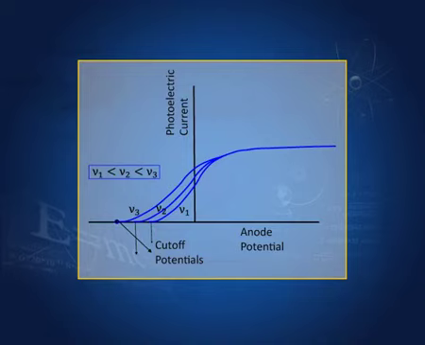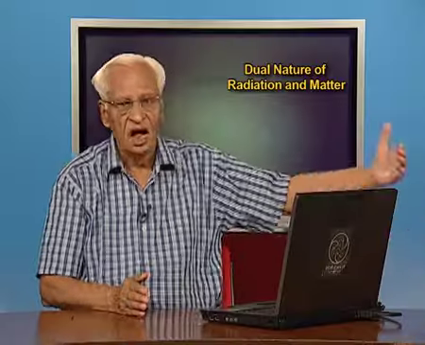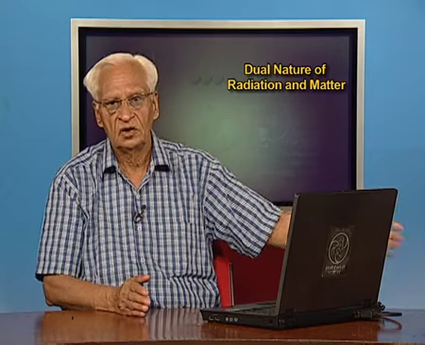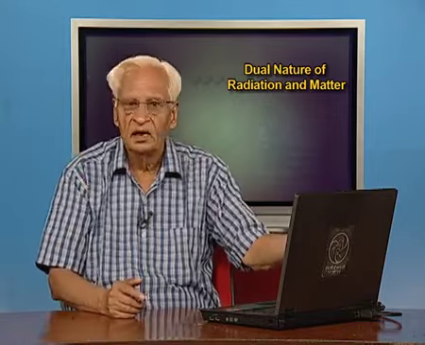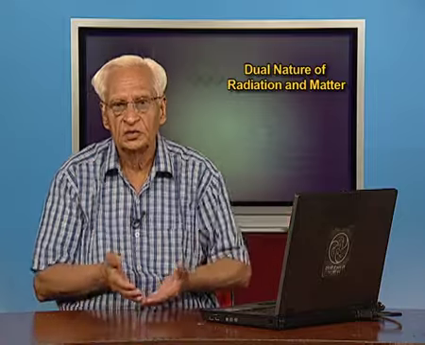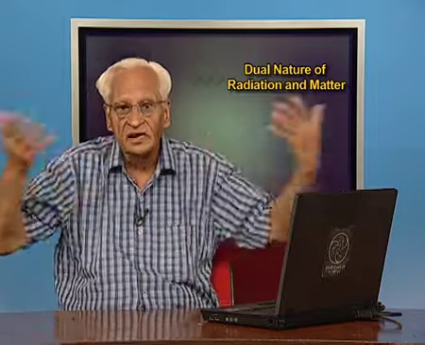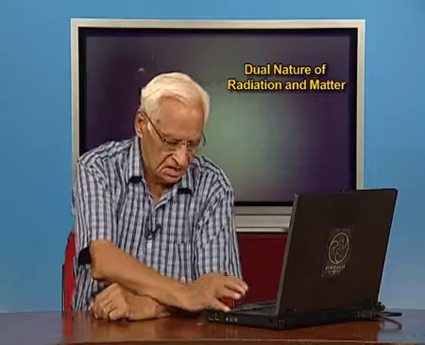There is a saturation current, and as we decrease the anode potential, then we have these three cutoff potentials, for nu 1 less than nu 2 less than nu 3. The cutoff potential, as I told you, is a function of frequency and of course, the metal. If the metal is constant, then it is a function of frequency. So, the higher the frequency, the higher is the cutoff potential. Lower the frequency, lower the cutoff potential, because higher frequency gives higher energy to the electrons. Therefore, they come out with greater kinetic energy and are able to reach the anode.